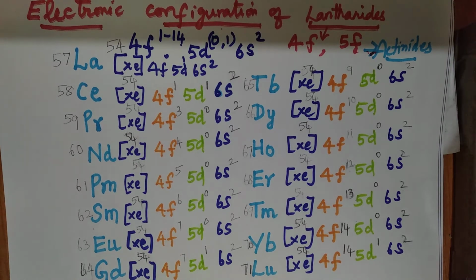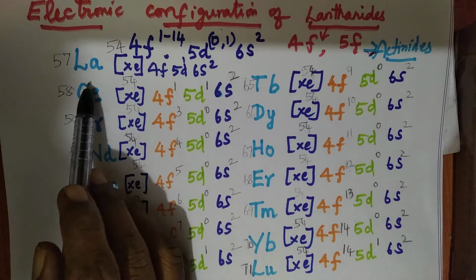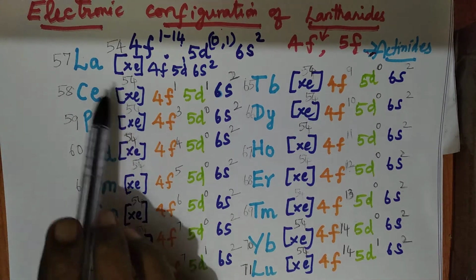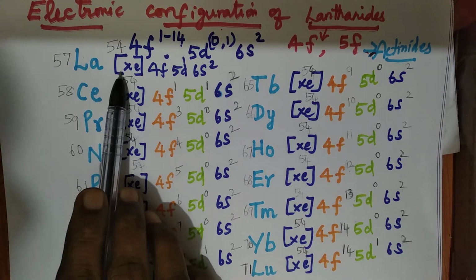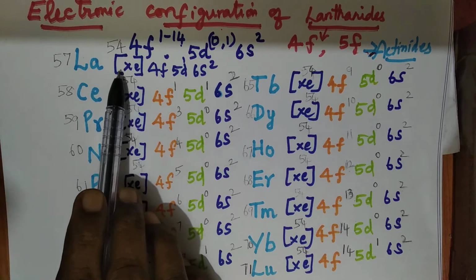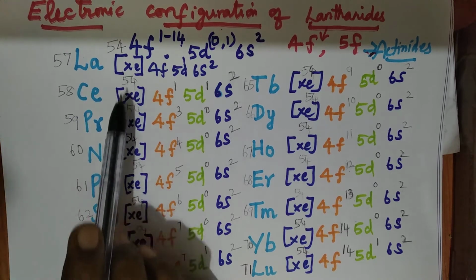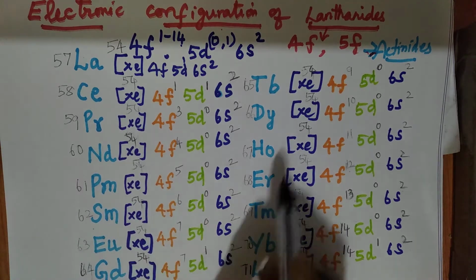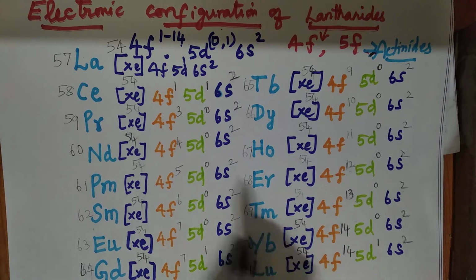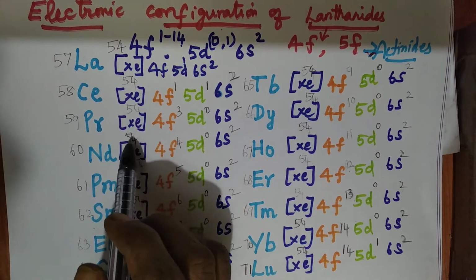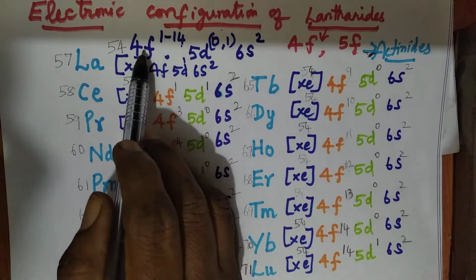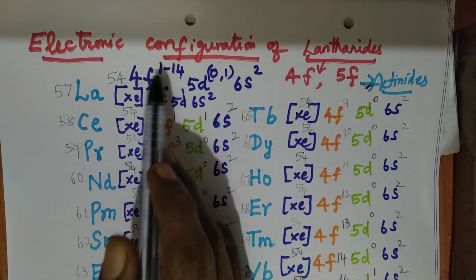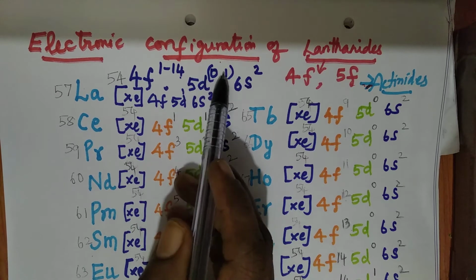First of all, the nearest noble gas configuration is xenon in all these cases. Lanthanum goes with xenon, the nearest noble gas configuration, so the successive elements will go with that only. We'll write down the xenon configuration first over all the elements, with atomic number 54 for xenon. Then it takes the general configuration 4f 1 to 14, and 5d 0 or 1, and 6s2.